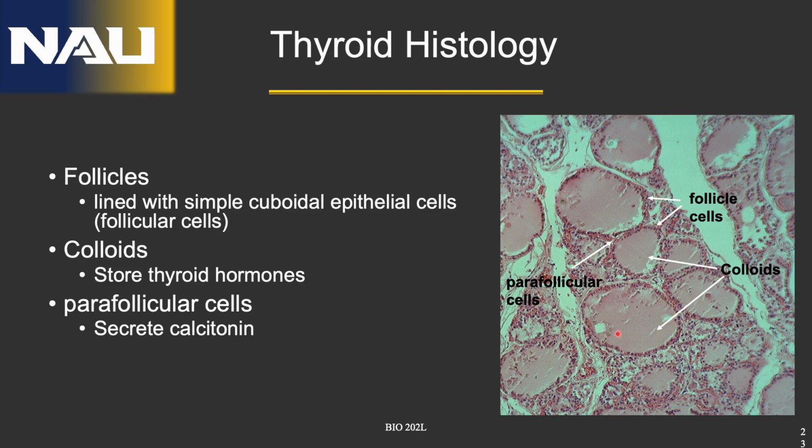The center is the colloid, and the cells on the outside are the follicle cells or follicular cells. And then the ones just outside of that are the parafollicular cells. The parafollicular cells are there to secrete the calcitonin. And the follicular cells are just lining. They are the cuboidal epithelial cells of the follicle.